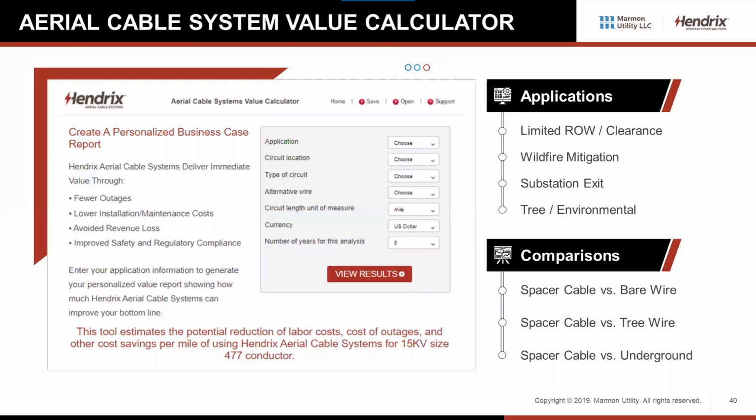One of the other tools that we've got available to our field sales folks is what we call our value calculator. There's a couple of different versions of this, but this will compare aerial spacer cable to bare wire or to tree wire or even underground, and give you some of the cost savings that you would see with regards to labor, what the cost of those outages are, even the upfront cost and how much that would differ between those different installations depending on what the application is.